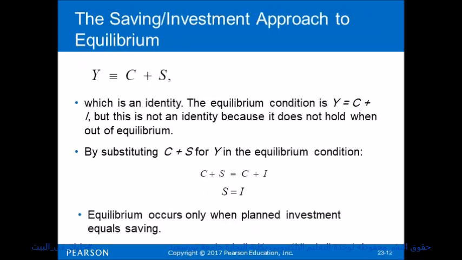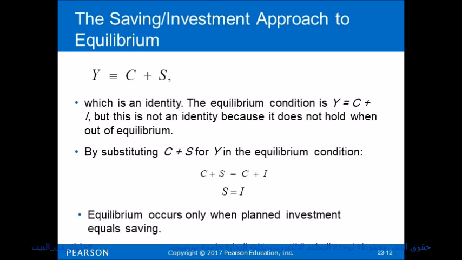The saving-investment approach to equilibrium. We know that y is identical to the sum of C and S. This means that income is the sum of consumption and saving. This is an identity, as we know, and the equilibrium condition is y equals C plus I.